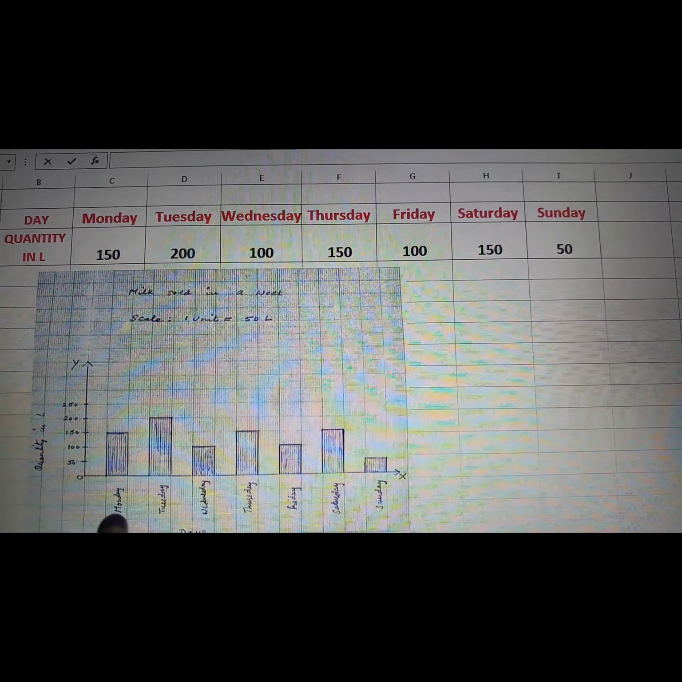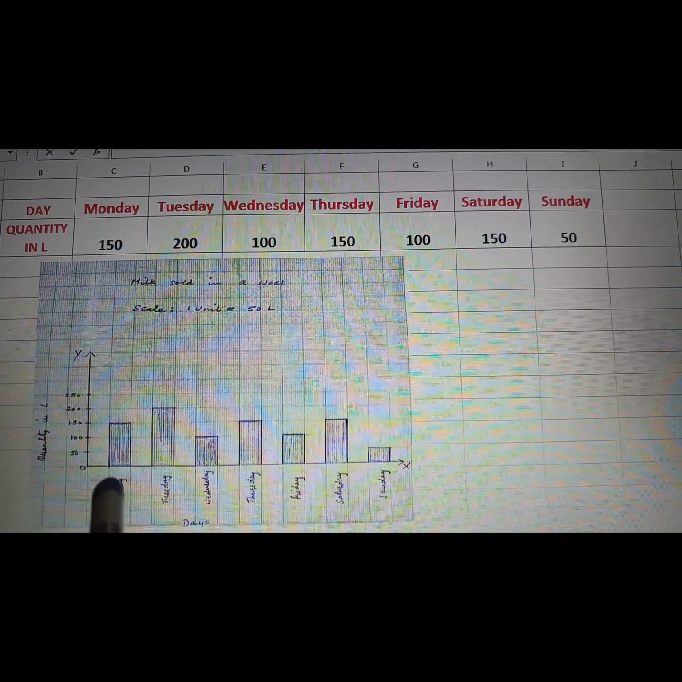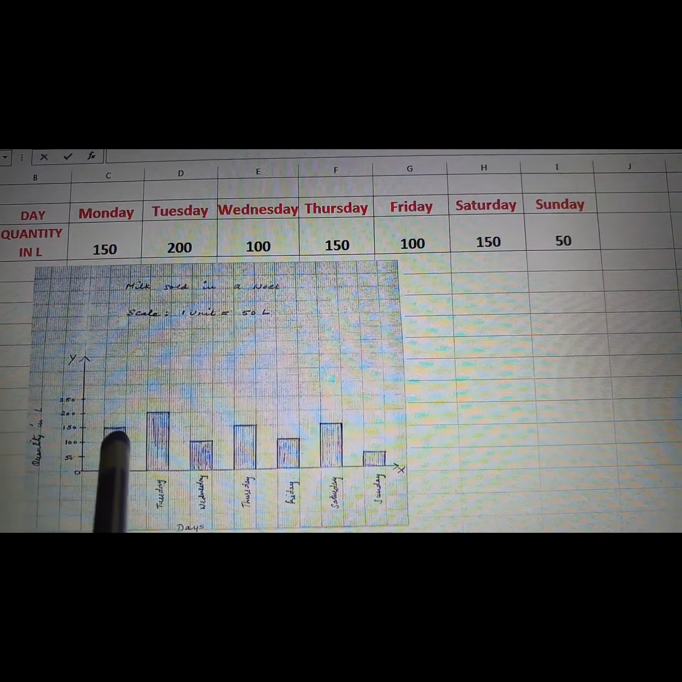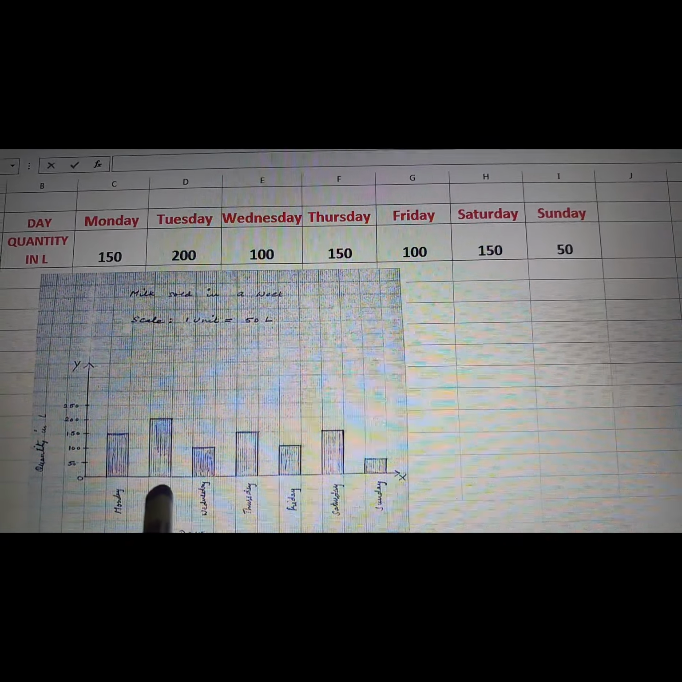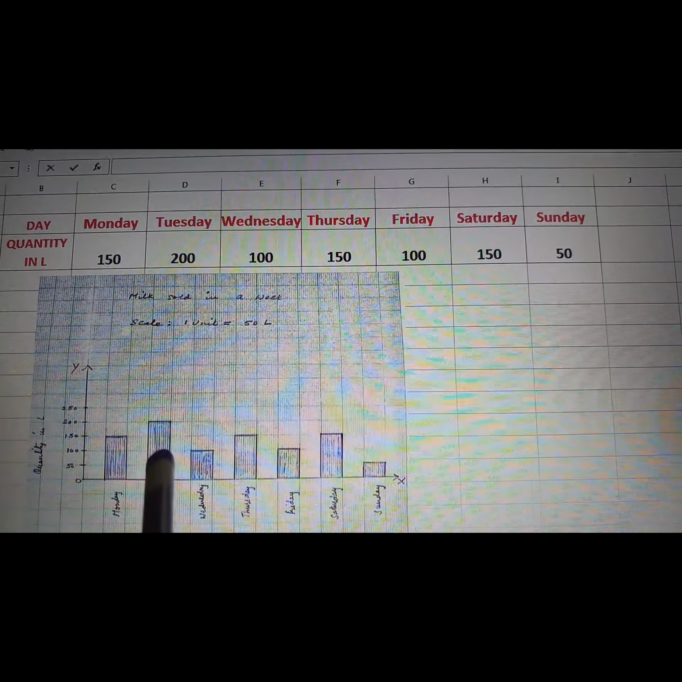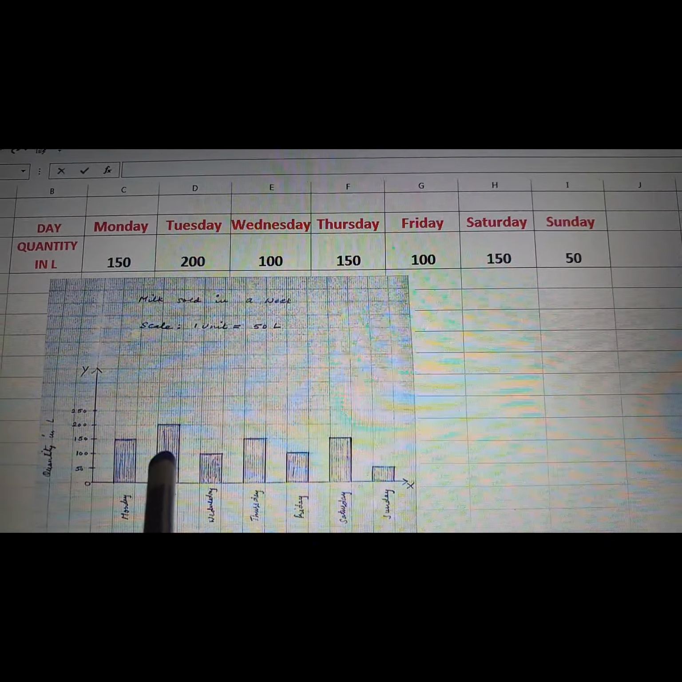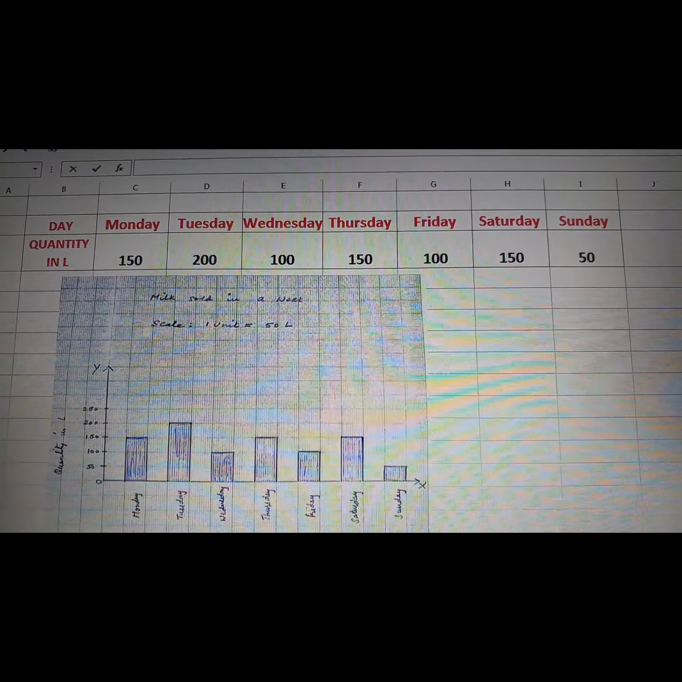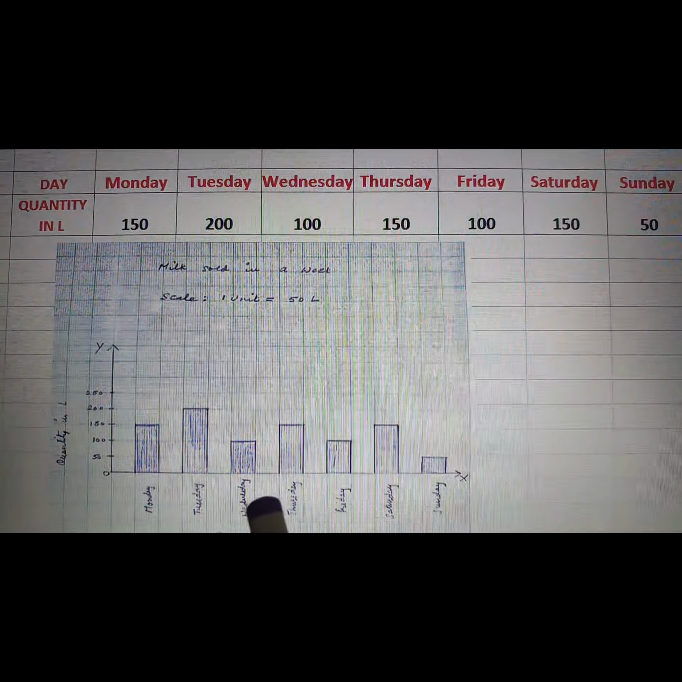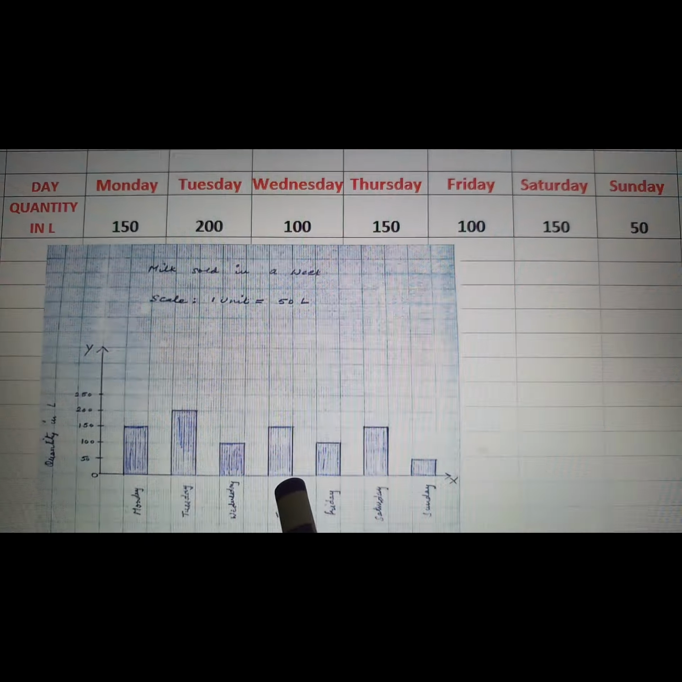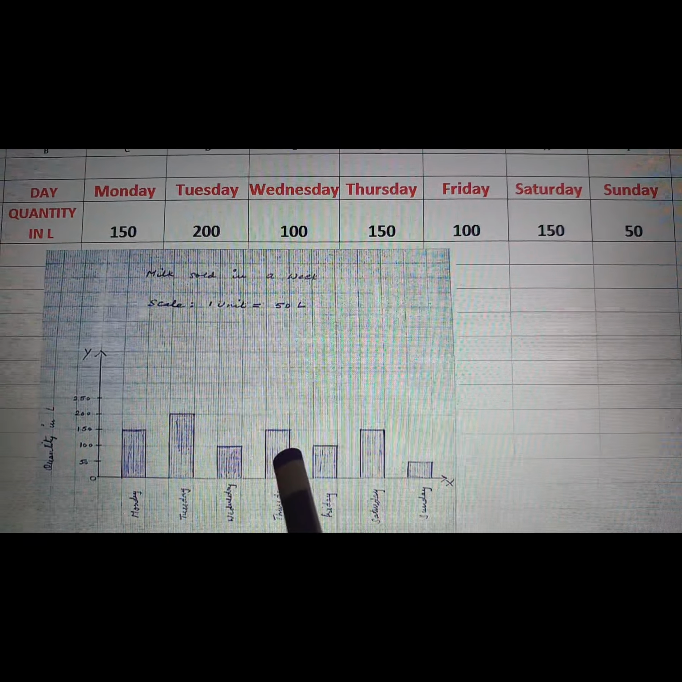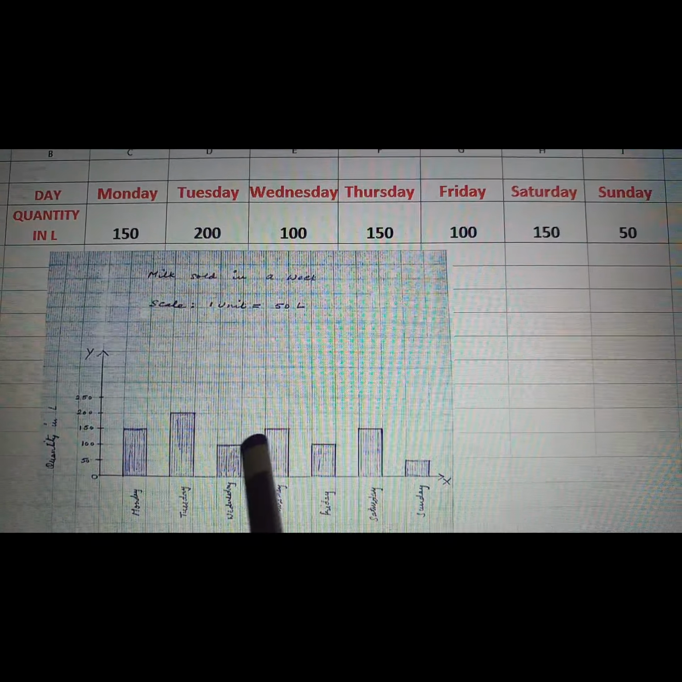Now on Monday 150 liters were sold. So draw a rectangle up to 150. On Tuesday 200 liters were sold. So draw a rectangle up to 200. On Wednesday 100 liters were sold. So draw a rectangle up to 100. On Thursday 150 liters were sold. So draw a rectangle up to 150.